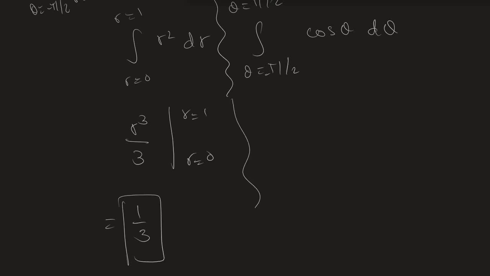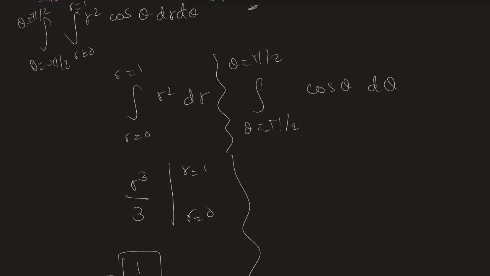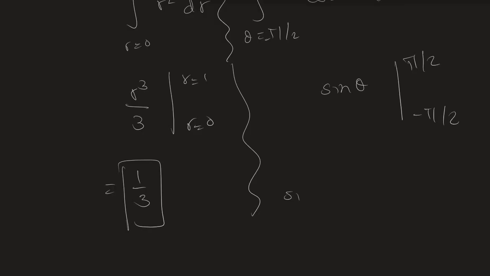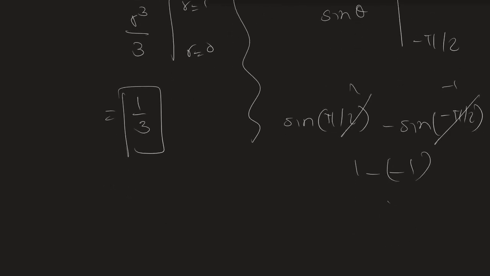But we're not done yet, we also have to finish this part. The integral of cosine theta is simply sine theta, remember, and we're evaluating from pi over 2 to negative pi over 2. So we write sine pi over 2 minus sine negative pi over 2. This is 1, this is negative 1, so minus negative 1 becomes positive 1, which means 2.